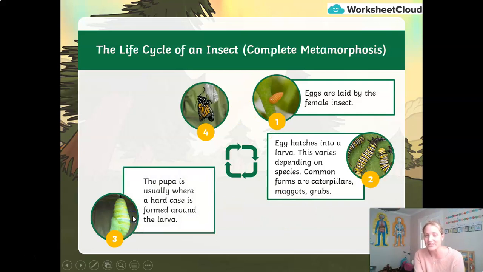Then the third stage, this is the pupa stage. This is when usually a hard case is formed around the larva.